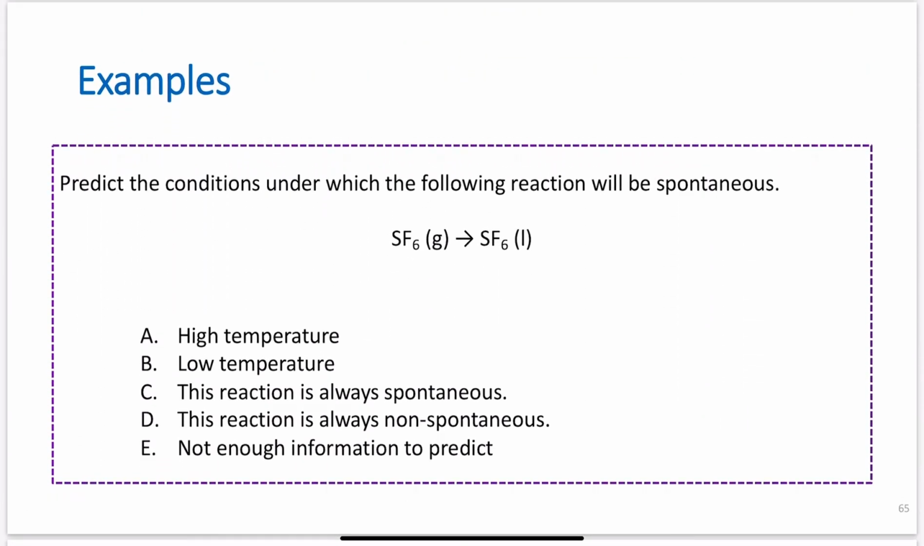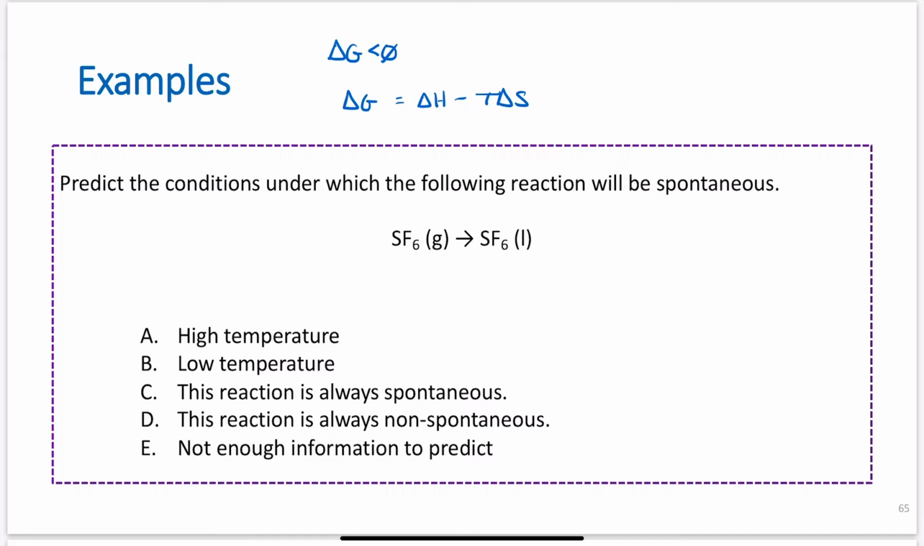Predict the conditions in which the following reaction will be spontaneous: SF6 gas going to SF6 liquid. Well, let's think about this. I know spontaneous means delta G is less than 0. I know delta G is equal to delta H minus T delta S. So is this reaction always spontaneous?